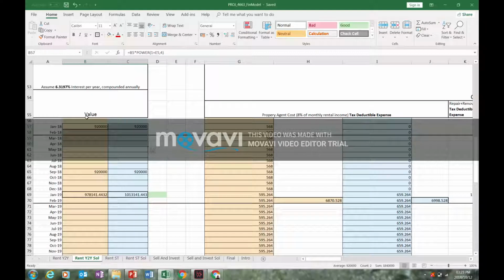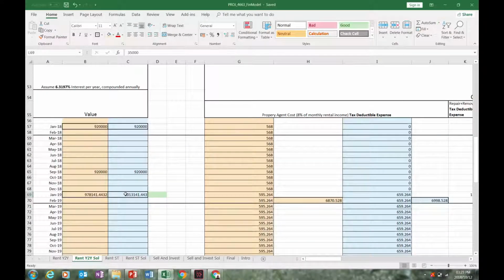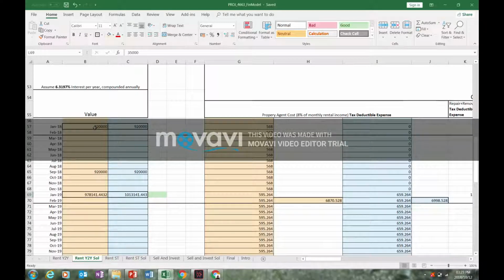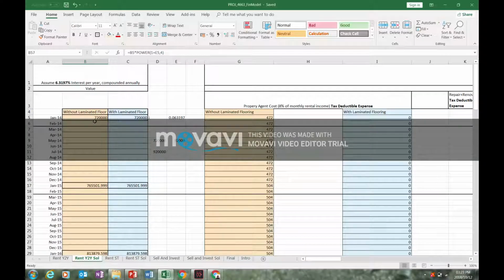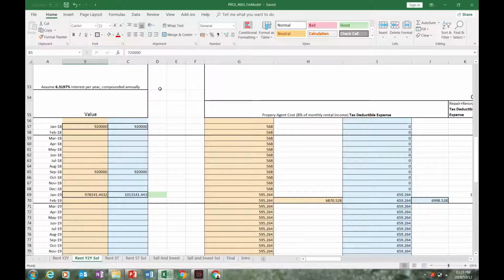we'll have two different columns where we look at the value of the house. The reason for the two different columns is due to the 35,000 Rand, which increases the rent of the house by 800 Rand, but also increases the value of the house. The value of the house was determined by working the 920,000 back to the 720,000 in 2014, and that gives us an increase of 6.3% per year compounded annually.